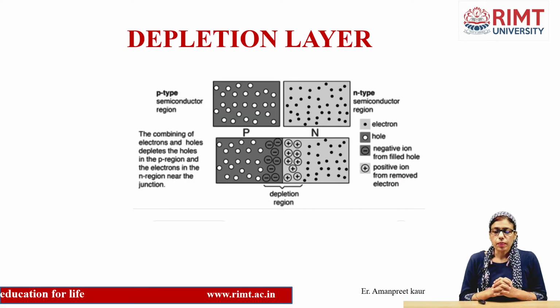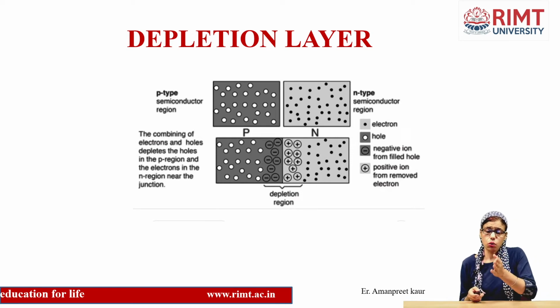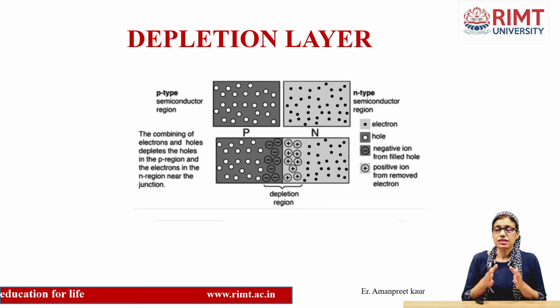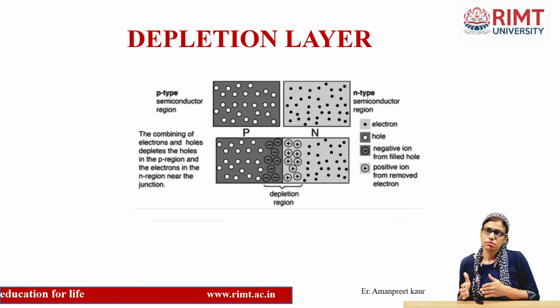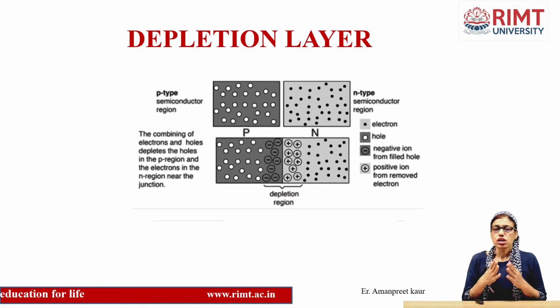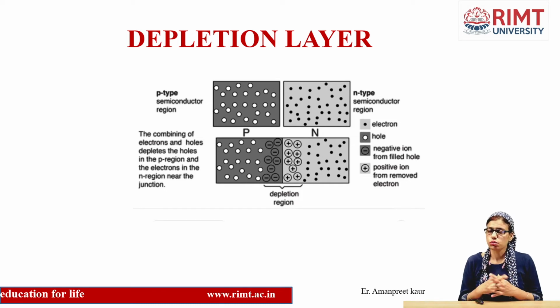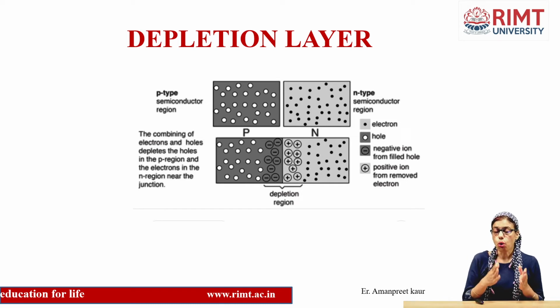When we look at the beginning of the movement of holes and electrons, we can understand that p type has a majority carrier of holes and n type has a majority carrier of electrons. So, holes on the p side and electrons on the n side. When we join them, they are attracted towards their opposite charge carrier. So, holes move towards the n side, and after entering the n side, they recombine with electrons.